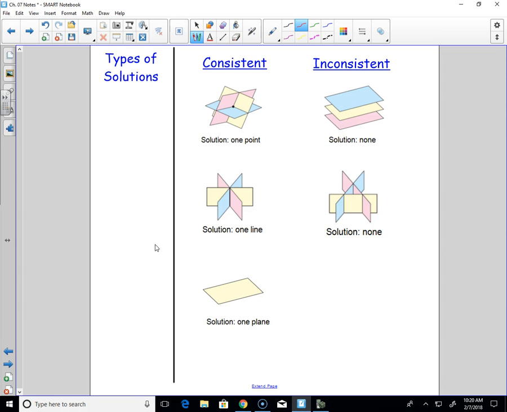Guys, have we talked about consistent and inconsistent yet? Yeah. Consistent, doesn't that mean finitely many solutions? Ooh, I wonder if that still works on this one. Inconsistent, doesn't that mean no solutions? It kind of works here, kind of doesn't work.